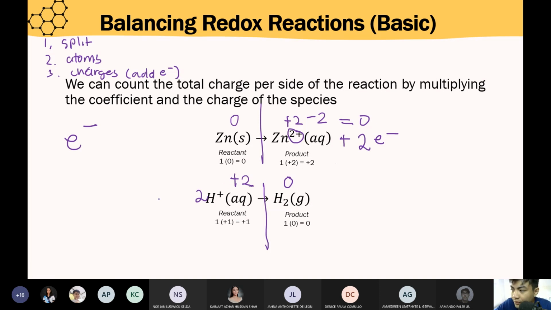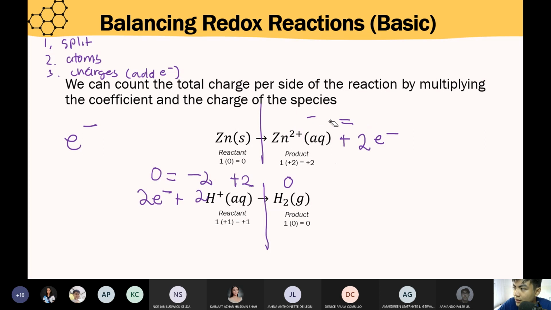So, ano gagawin mo? So, you add electron to the side with the highest charge. How many? Just enough to make the charges equal. So, paano mo gagawing 0 yung 2? Hindi mag-minus 2 ka. Meaning, you add 2 electrons. So, negative 2 plus 2, 0 yan. Okay? So, 0 na sila both sides.